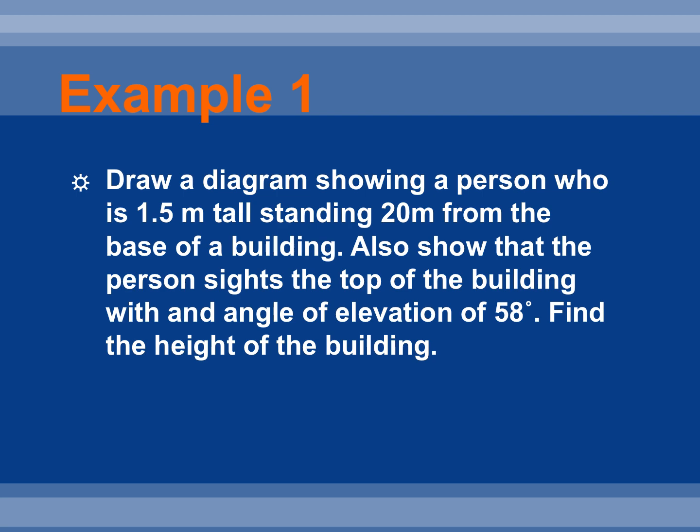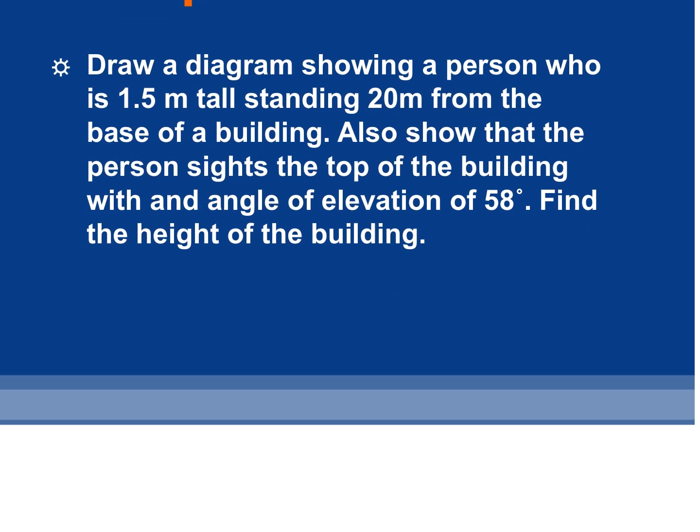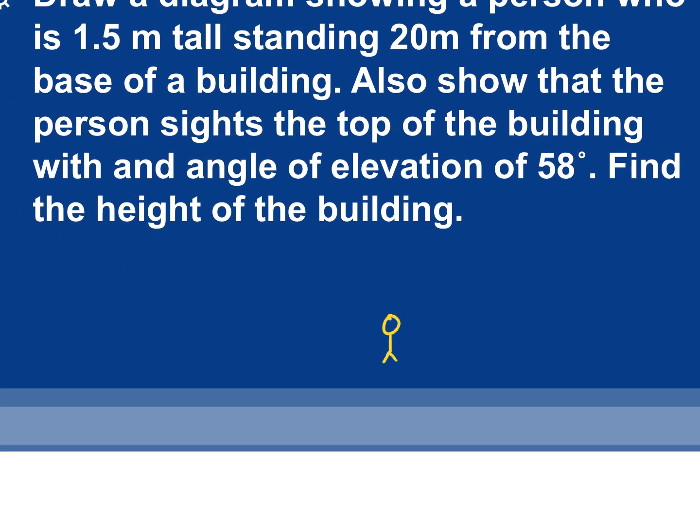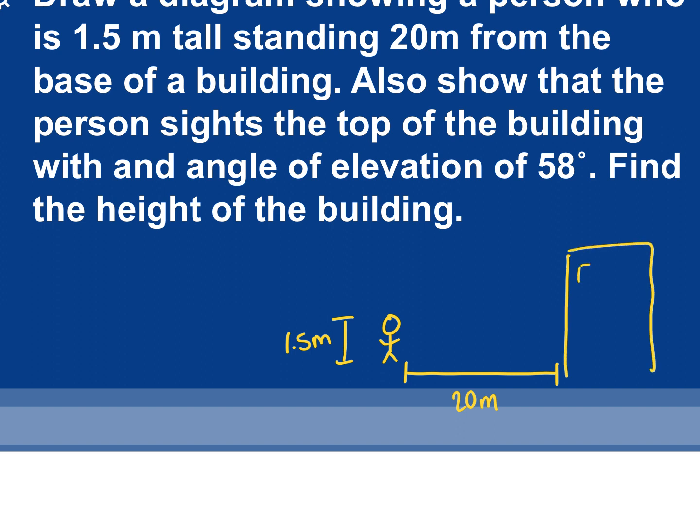Let's take a look at an example where we don't have a picture. Draw a diagram showing a person who is 1.5 meters tall, standing 20 meters from the base of a building. Let's draw that diagram. So we're going to draw a little person. How tall did it say that they were? 1.5, and I think it was meters, right? Okay. And they're standing 20 meters from the base of a building. So let's say this distance here is 20 meters. And then we have our nice building with windows and a door.